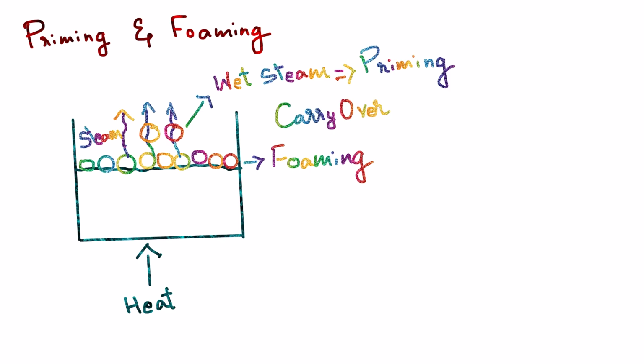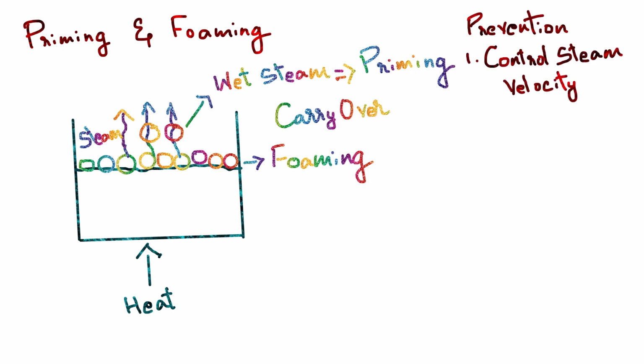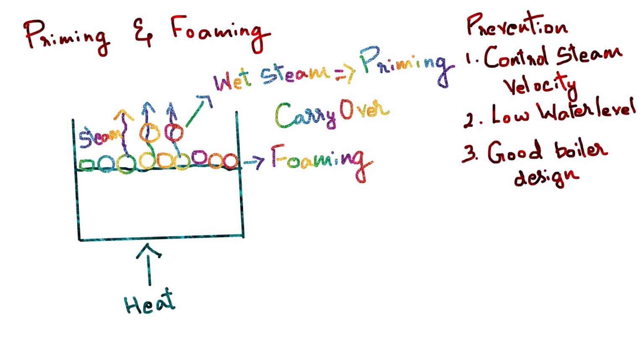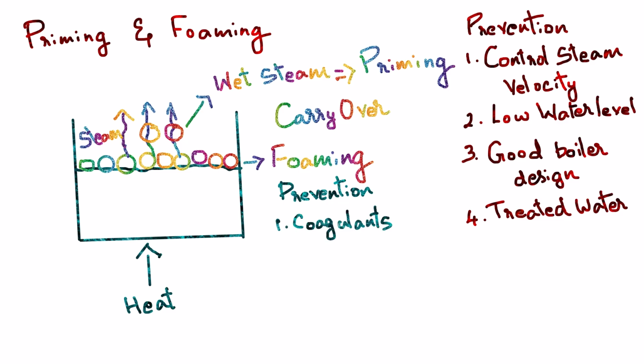Priming is due to high steam velocity, high water level, and poor boiler design. We can prevent priming by controlling the steam velocity, maintaining a low water level, good boiler design, and using treated water. Foaming can be prevented by using coagulants and anti-foaming agents.